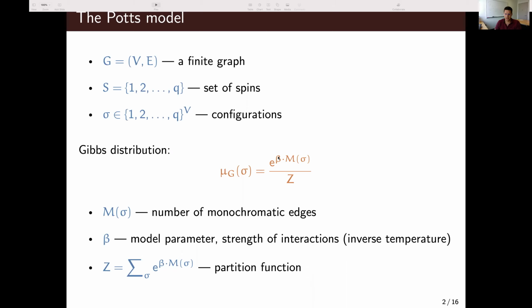It captures the strength of the interactions between the endpoints of an edge. And in applications of this model in statistical physics, beta is associated with the inverse temperature of the system. And then there is this normalizing constant here known as the partition function, which is just the sum of the weights of all the configurations.